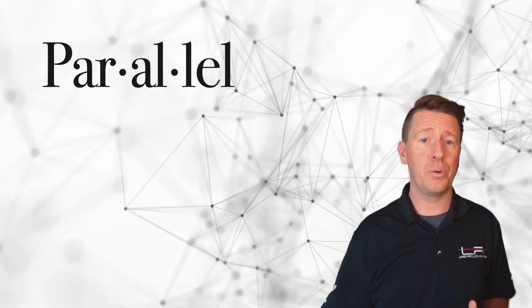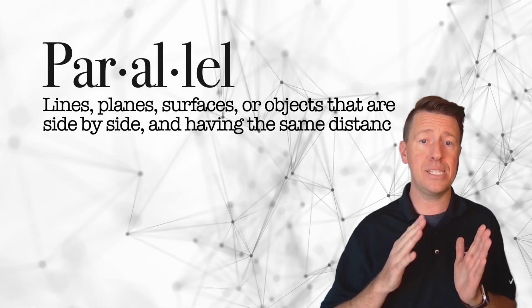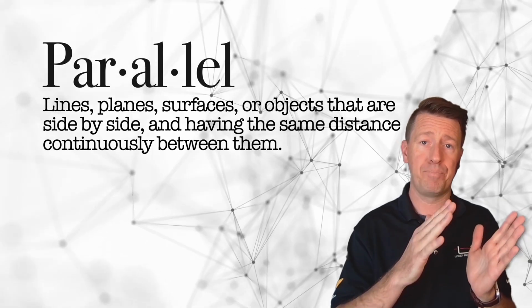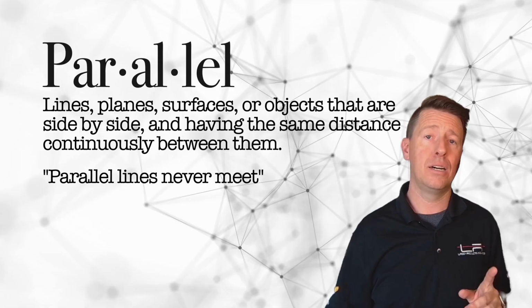Just to keep everyone on the same page, as a refresher, let's define another term, parallel. If we have lines that are side by side and have the same distance between them, parallel lines will never meet. An analogy you can think of is railroad tracks. Along those railroad tracks, the tracks are parallel along that whole path, right?